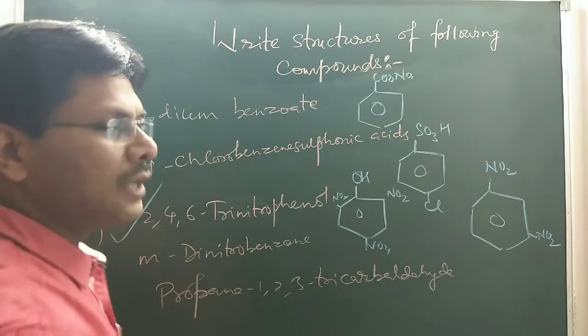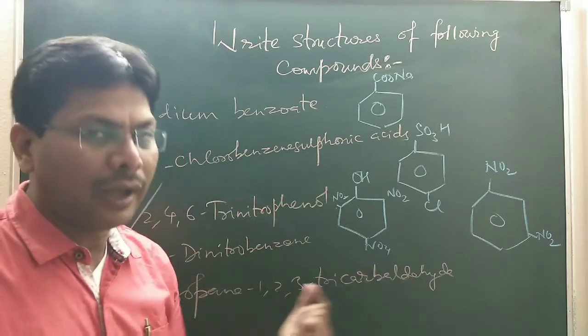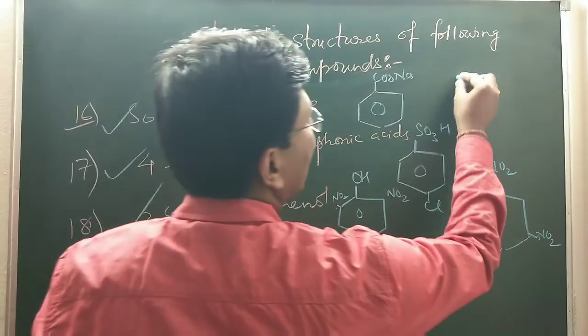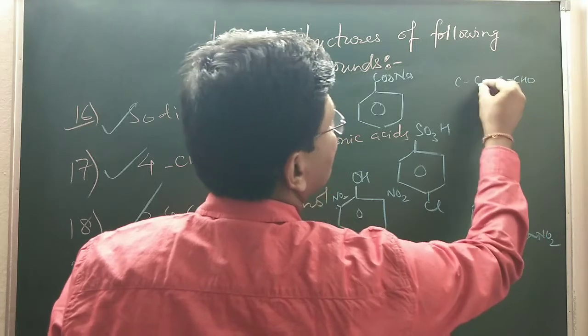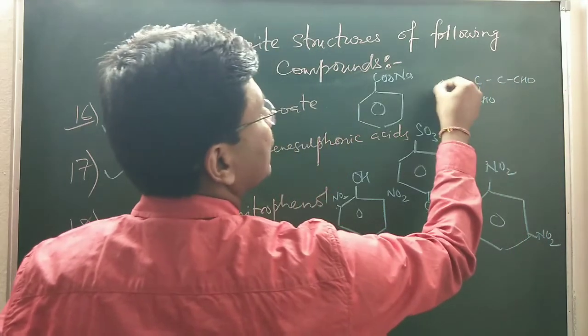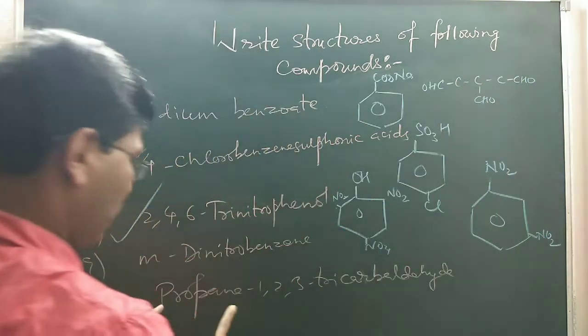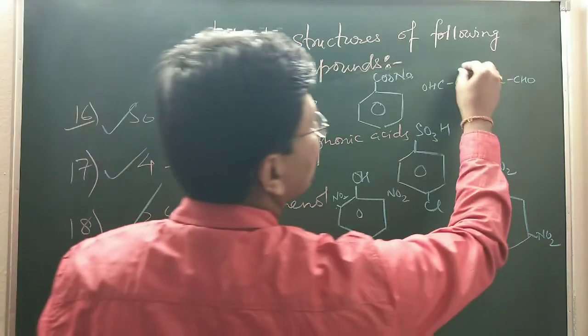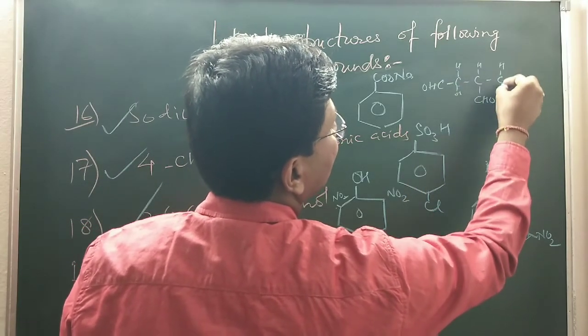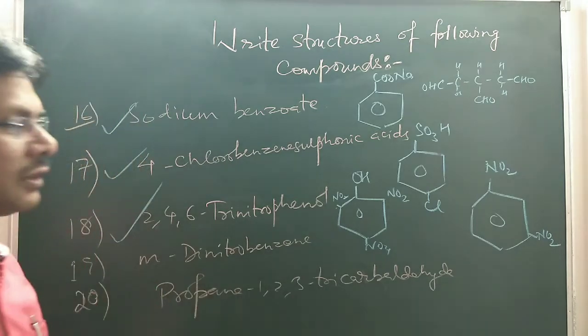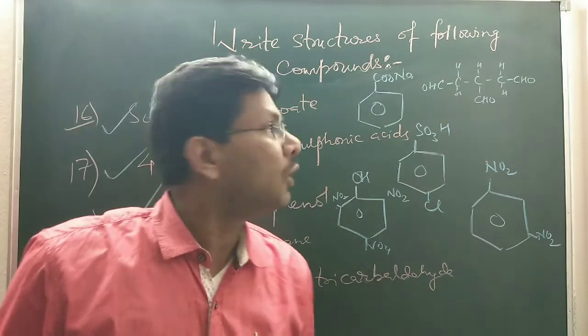Next is propane 1,2,3-tricarbaldehyde. To give equal treatment to all the aldehyde groups, we write 3 carbons and add CHO, CHO, CHO. So this is propane 1,2,3-tricarbaldehyde. You can just write the respective number of hydrogens to complete the valency of carbon. So this was all about writing the structures of organic compounds.